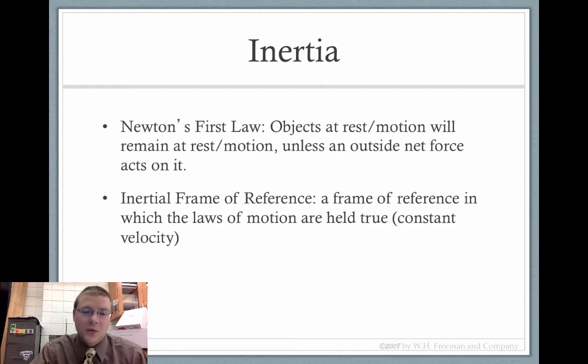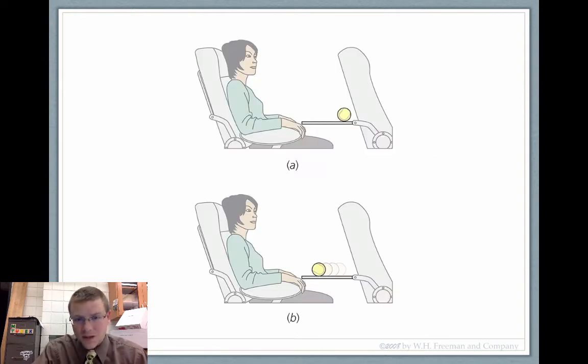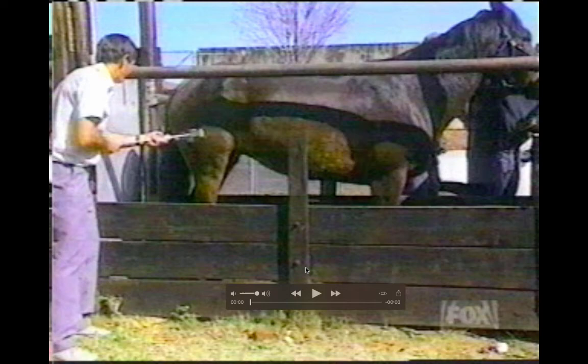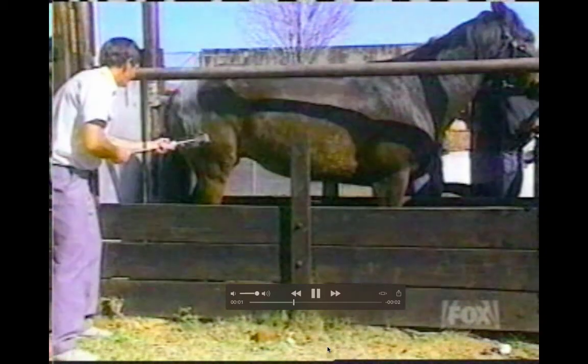And all these will be true in what we call an inertial frame of reference, a frame of reference that follows constant velocity. So either a frame that is at rest or a frame that is constantly moving. The example here, this lady's sitting in a plane and notices the tennis ball move back towards her. So from her point of view, the tennis ball is accelerating, but if you look at it from the ball's point of view, the ball's just wanting to stay at rest, and she is accelerating forward as the plane takes off.